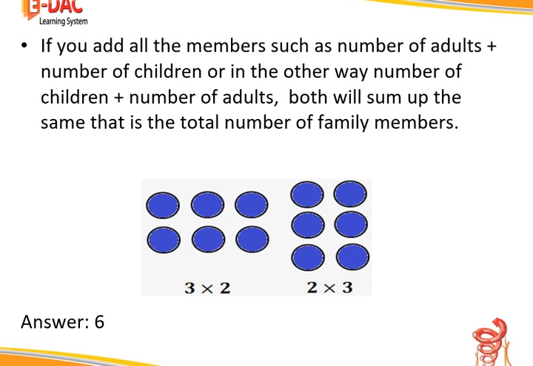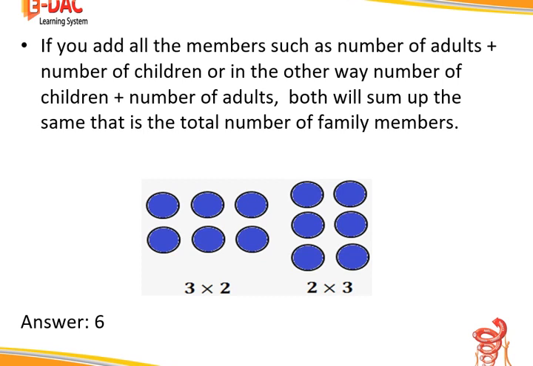I add 3 plus 3 is equal to 6, as in 3 adults plus 3 children is equal to 6. So if I do it vice versa, that is 3 children plus 3 adults, that also comes to be 6 family members in total. So let's see another example down here.